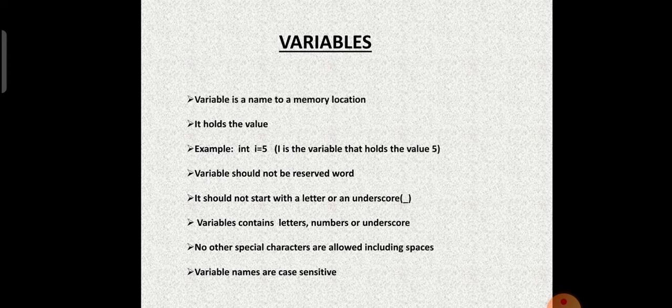Variables have some set of rules. That includes: a variable should not be a reserved word, that is a keyword. It should not start with a number, only a letter or an underscore. Variables contain letters, numbers or underscore. No other special characters are allowed, including spaces. Variable names are case sensitive, that is capital A and small a are different in variables.